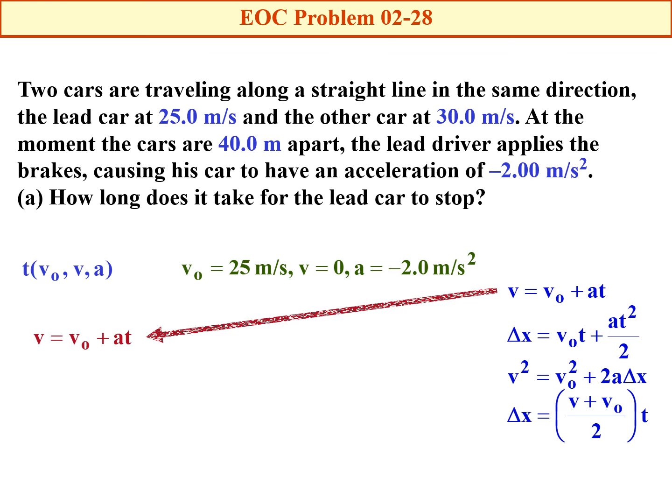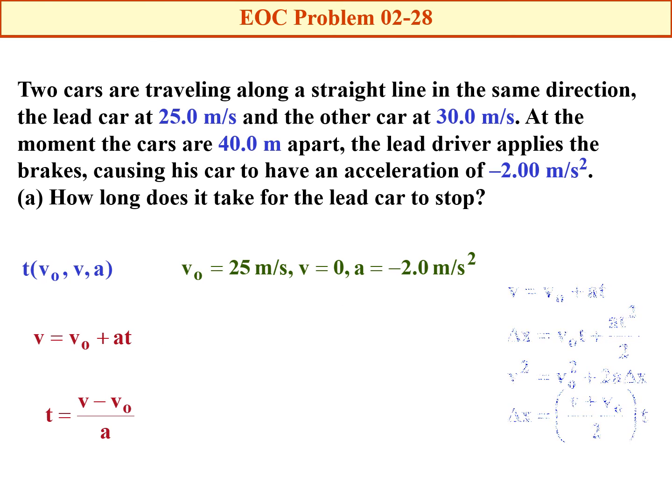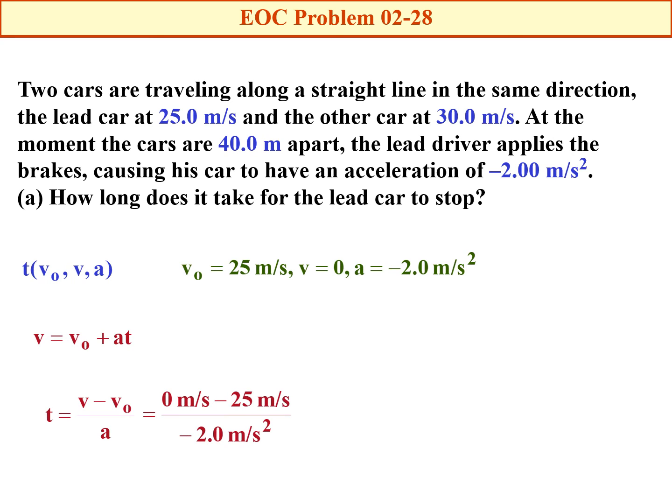We'll go ahead and plug in our information. The final velocity, well, we're going to rearrange for time so that we take the initial velocity to the other side, final velocity minus the initial velocity, and we divide by the acceleration to isolate our time. So 0 minus 25 divided by negative 2. That gives us negative 25 over negative 2, and we get 12.5 seconds for the time.